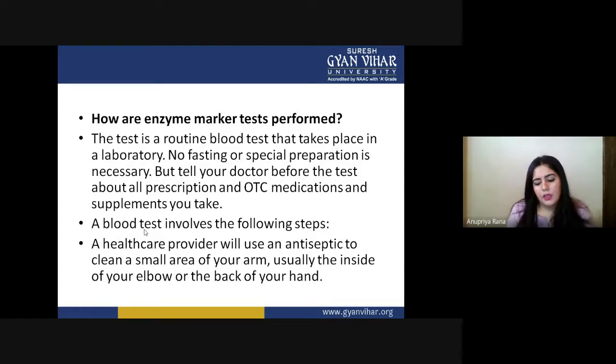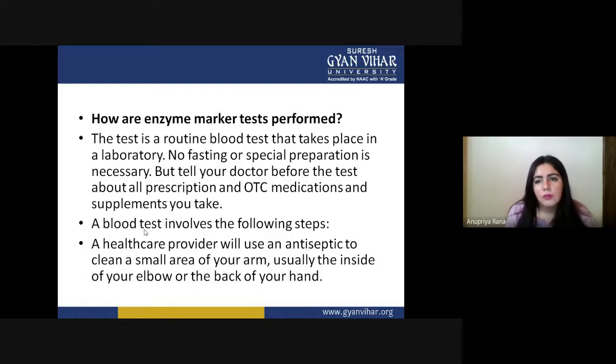So how can we perform this enzyme marker test? The test is a routine blood test. It's normal, we don't have to do anything else or big. We just go for a blood test, which takes place in a laboratory. No fasting or special preparation is necessary, nothing new has to be done.